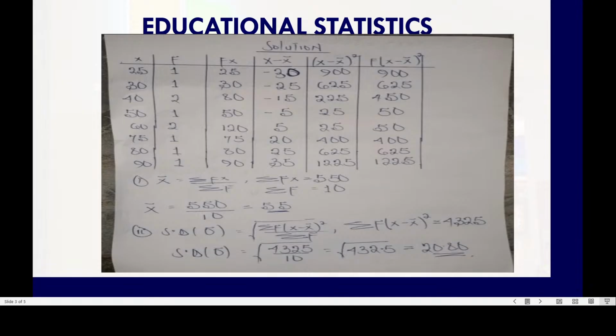Then in the formula, I also have f into s minus s bar squared. That means the frequency is multiplying s minus s bar squared. The first frequency is 1, and s minus s bar squared is 900. So it's simply 1 times 900, which gives us 900. I'll do the same thing for the next one. 1 times 625 gives us 625. 2 times 225 gives us 450. 1 times 25 gives you 25, not 50. Like I said earlier, there's an error there. 2 times 25 gives you 50. 1 times 400 gives you 400. 1 times 625 gives you 625. 1 times 1225 gives you 1225.